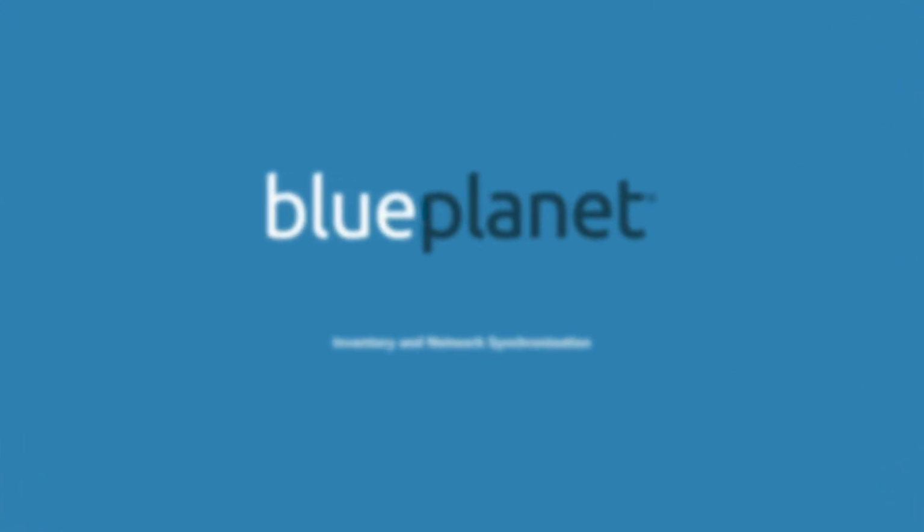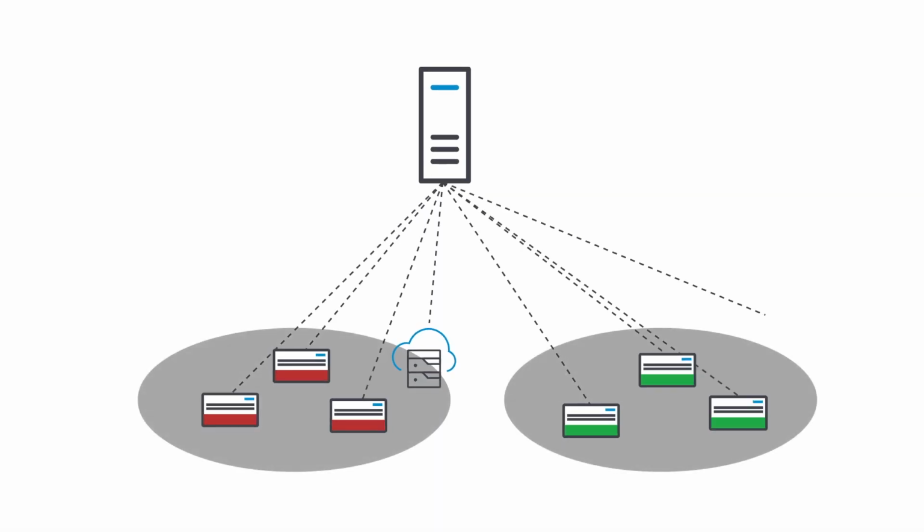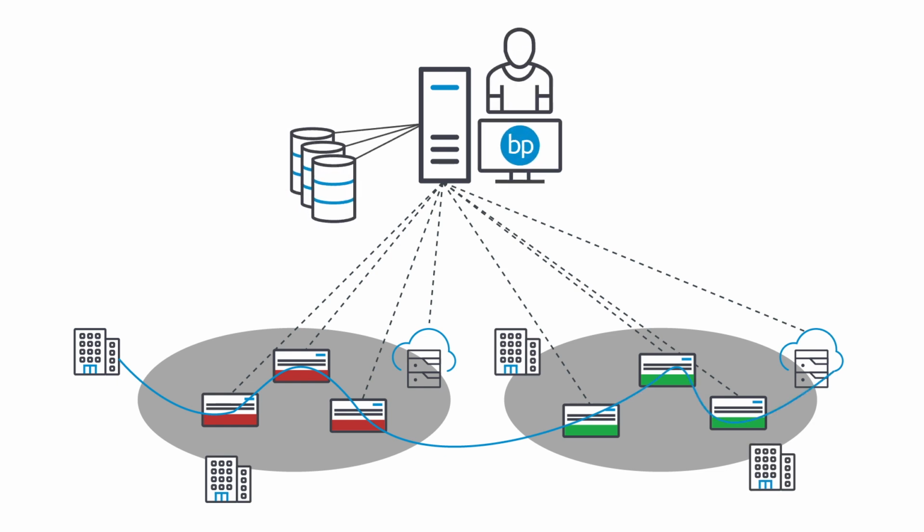That's where the Blue Planet Inventory and Network Synchronization solution comes in. The solution gives you visibility of what is in your network now by synchronizing real-time information from the network with offline inventory data into a single, unified model.